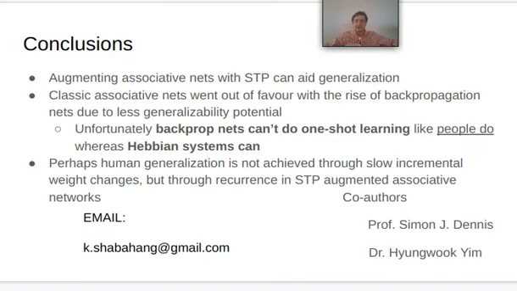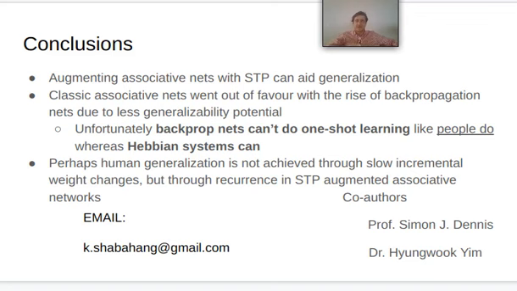In conclusion, augmenting linear associative nets with short-term plasticity appears to make them more conducive to generalization. Associative nets fell out of favor with the rise of layered backpropagation networks. However, backprop nets are far slower than people. They are incapable of one-shot learning. Hebbian systems remain a more neurally plausible alternative.